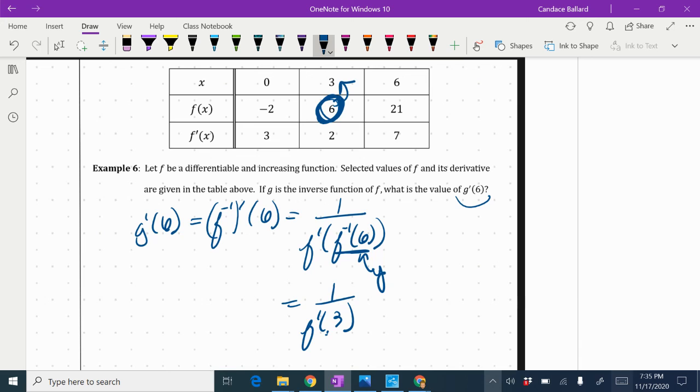Now I need to find f prime of 3. So I'm going to go to that x value of 3, and I'm going to read the y value off in the prime column. So I end up with 1 over 2.